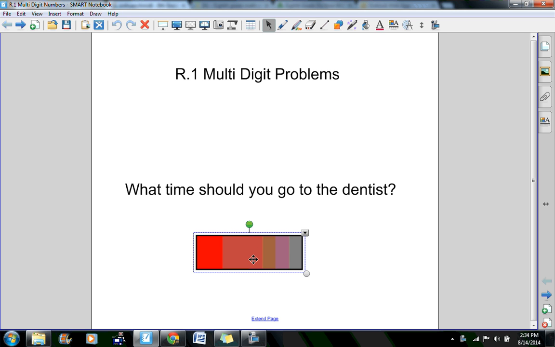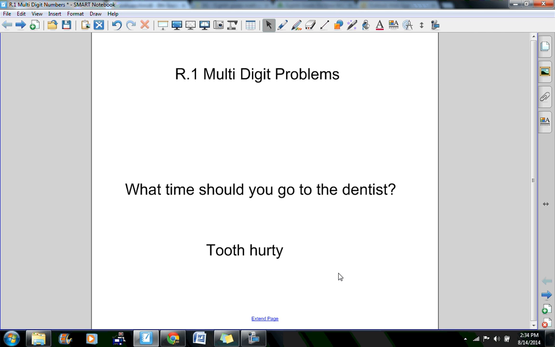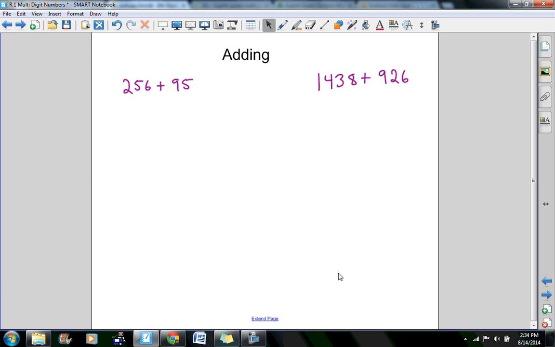So the first one we're going to be doing is on multi-digit problems. That means we're going to be adding, subtracting, multiplying, and dividing on bigger numbers. So we're going to look at the problem on the left first, which is 256 plus 95.